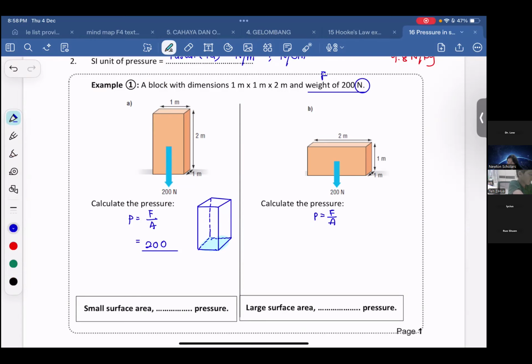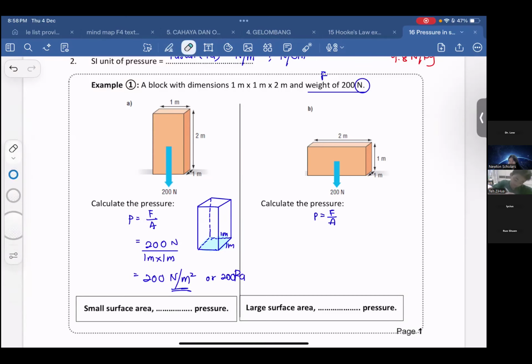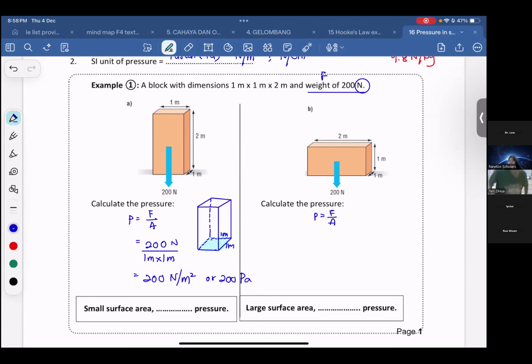So this one, based on the diagram, 1 meter here, 1 meter. So it's 1 meter times 1 meter. This is in Newton, so our answer should be 200 Newton per meter square, or you can say 200 Pascal, because this is the SI unit. So your answer can be written in Pascal or Newton per meter square.